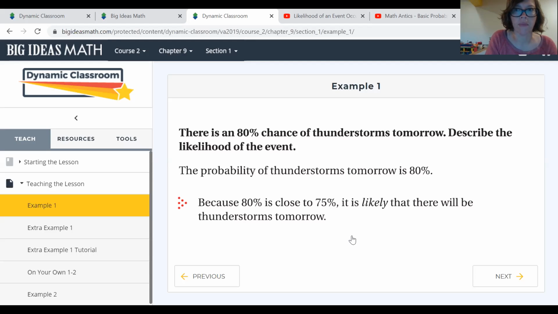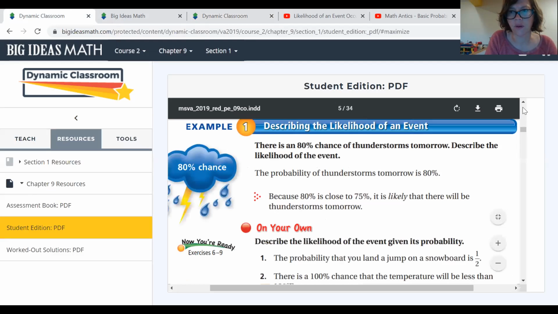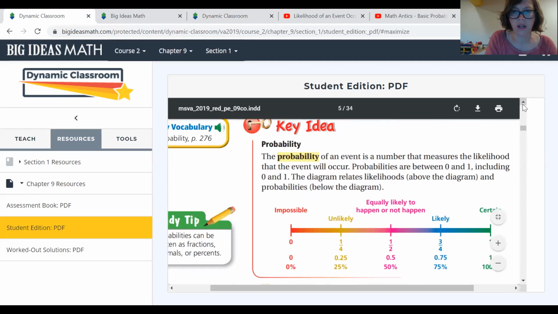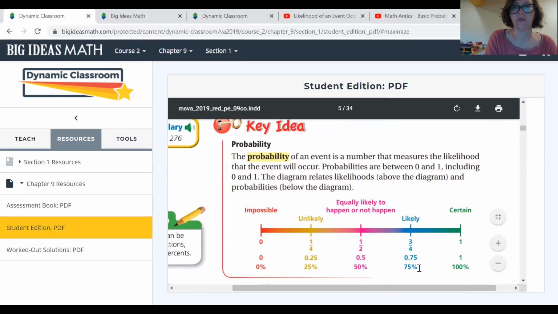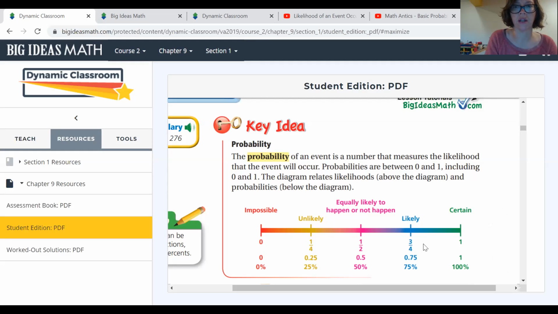All right, and we can go back and look at our chart. So let me get us back there real quick. If we look at our chart here, we can see our 80% chance of thunderstorms is going to fall a little past the 75%, but we're not quite to 100%. So if you were somewhere around in here, that meant that the likelihood of that event happening is likely. It makes it likely.